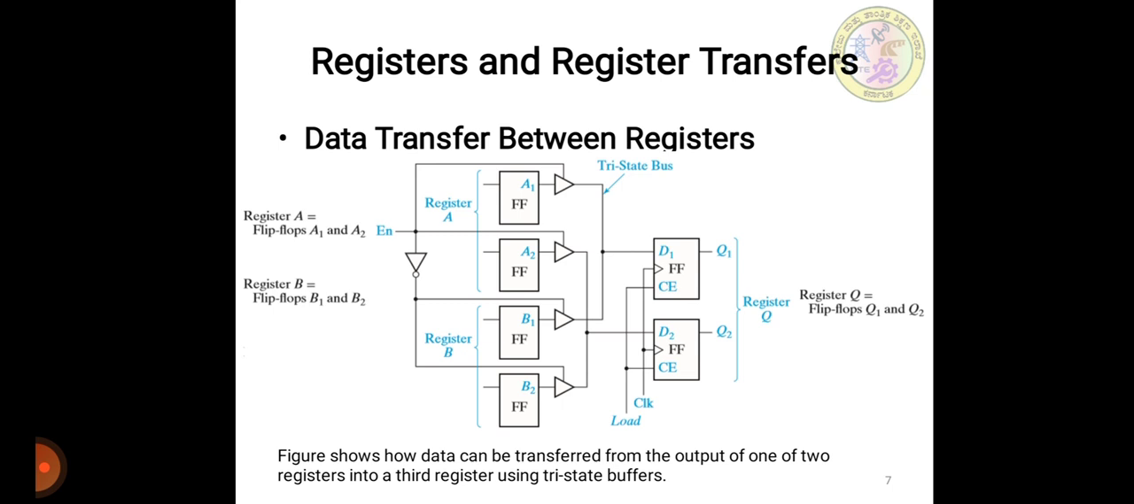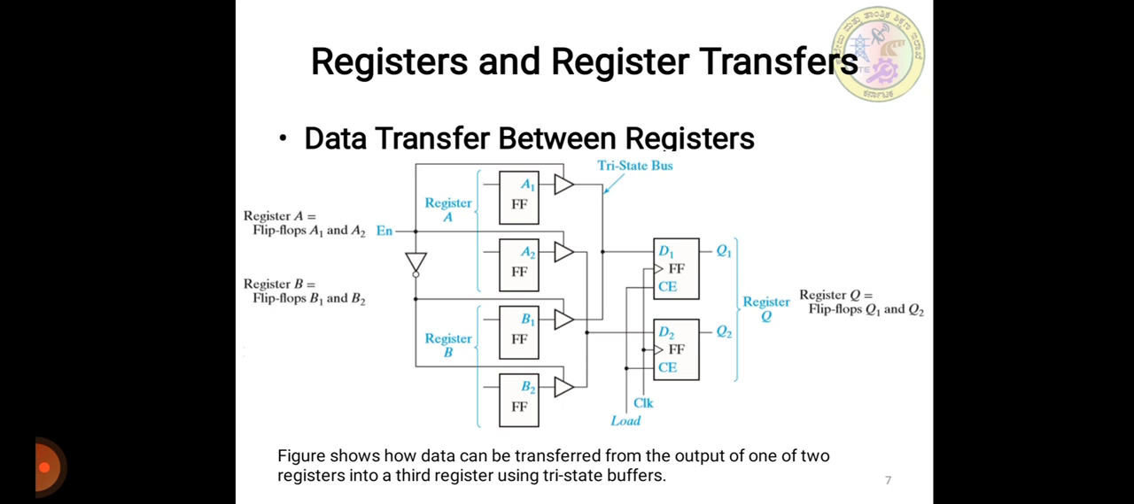Basically, a tri-state buffer is similar to a buffer, but it adds an additional enable input that controls whether the primary input is passed to its output or not. That means if the enable input signal is true, then the tri-state buffer behaves like a normal buffer. If the enable input signal is false, then the tri-state buffer passes a high impedance or high Z signal, which effectively disconnects the output from the circuit.